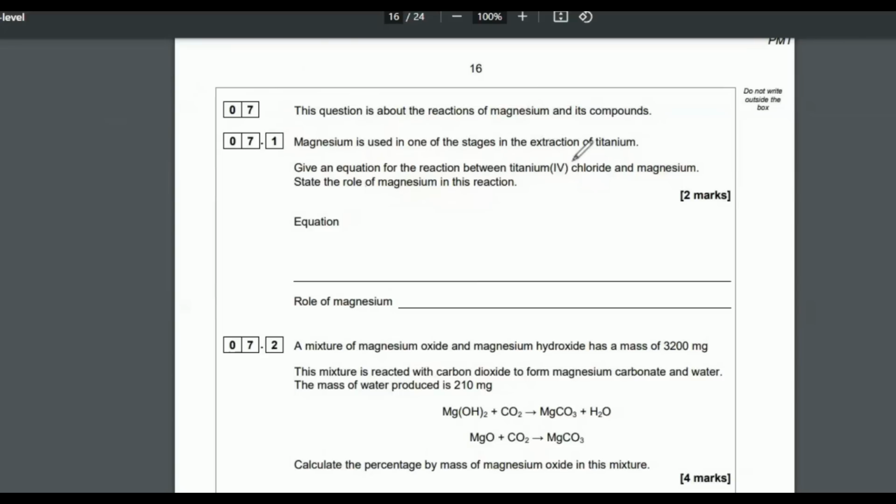So straight away we're told that we're dealing with titanium, and they give us the Roman numeral 4. What does that mean? Well, that means the titanium has the oxidation state of +4 in this compound. We know that chlorine is going to be -1, so that gives us the formula for writing out titanium chloride. So it's TiCl4.